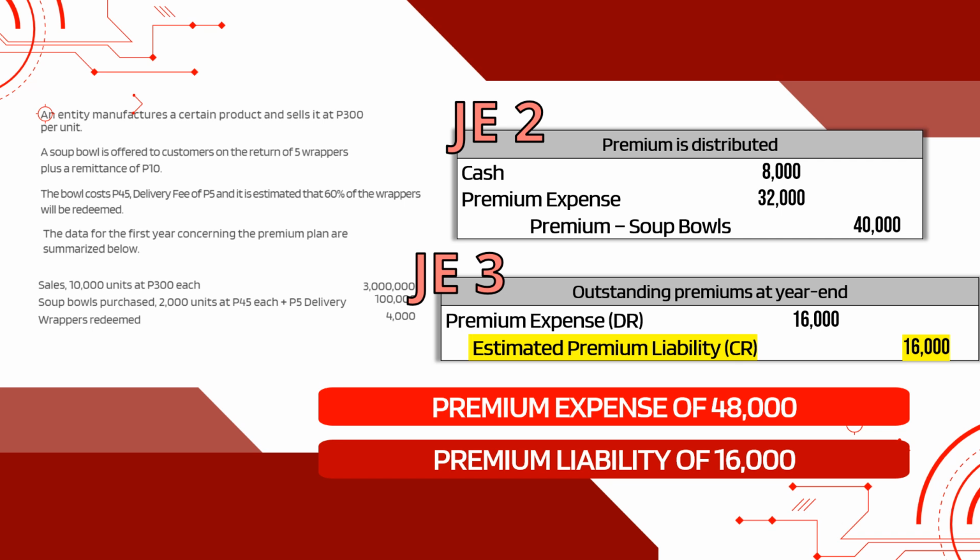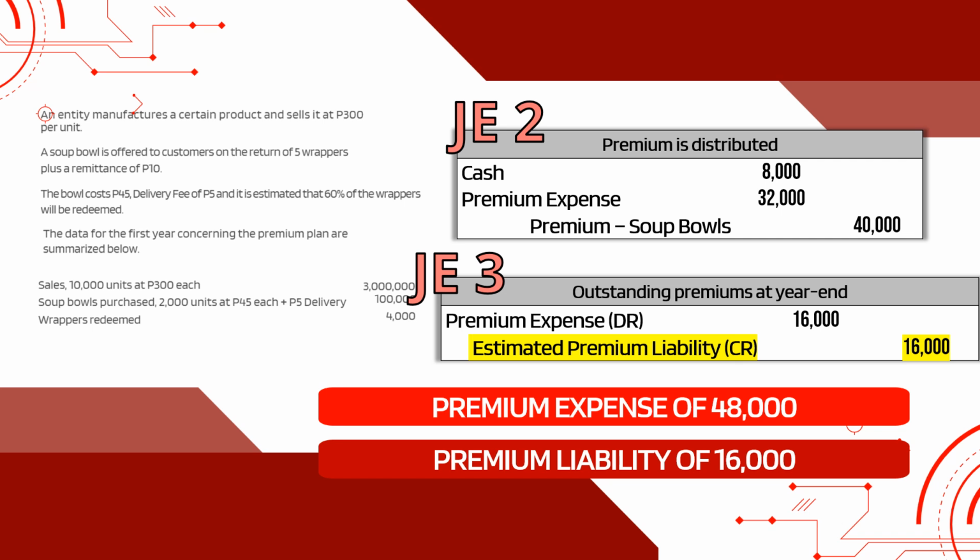liability for the year. Kindly take note that in journal entry 2, you have 32,000 premium expense. In journal entry 3, 16,000. So the total is 48,000. And that 48,000 represents your initial estimate. So the 32,000 came from the 800 bowls that were actually redeemed. And then the 16,000 came from the 400 that was still outstanding.